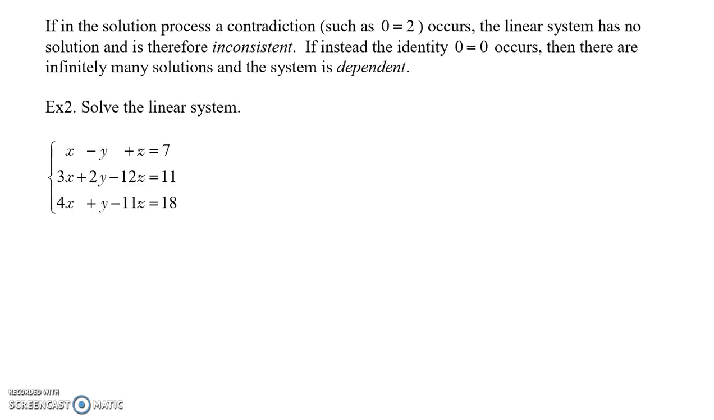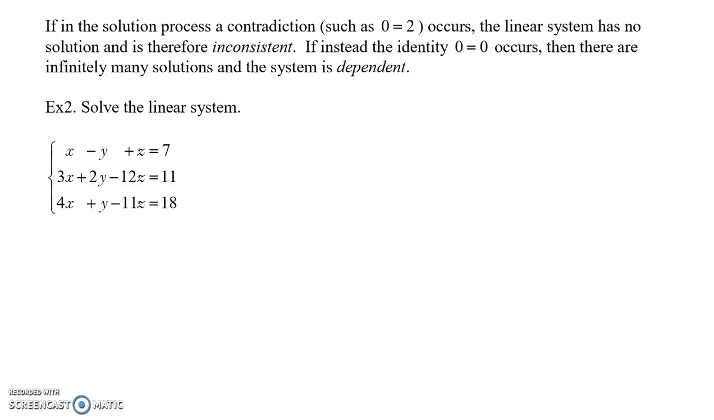The third possibility besides no solution and one solution is infinitely many solutions, or a dependent system. This is something we encountered with the 2-variable case. So if instead the identity 0 equals 0 occurs, and 0 equals 0 is typically what we get when we use the addition method, then there are infinitely many solutions and the system is dependent. And I want to demonstrate how we represent that infinite solution set.